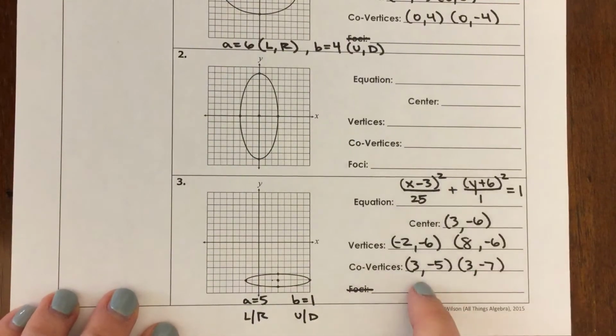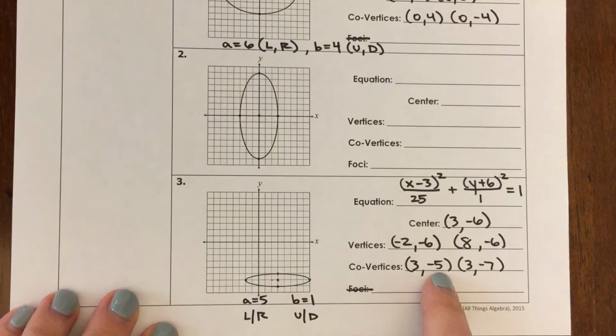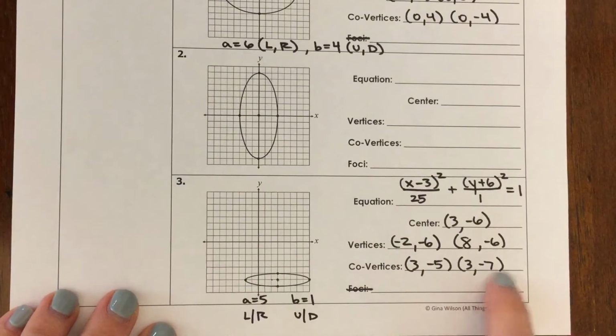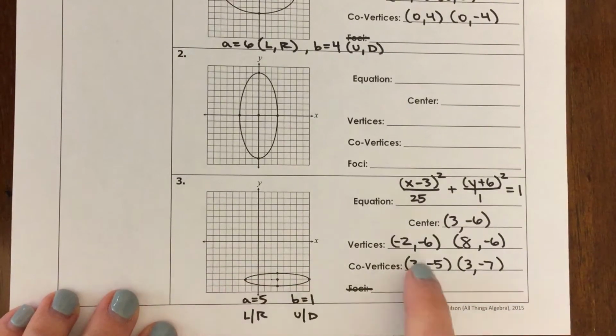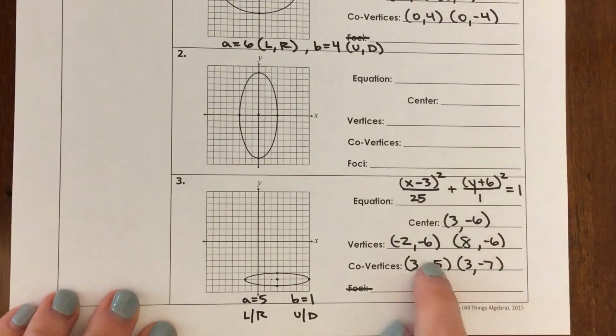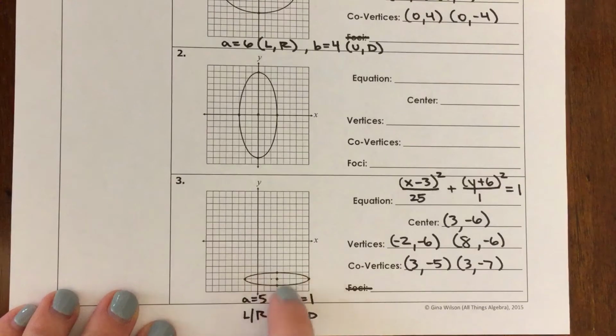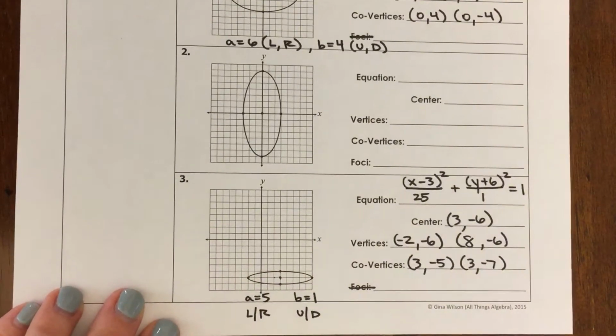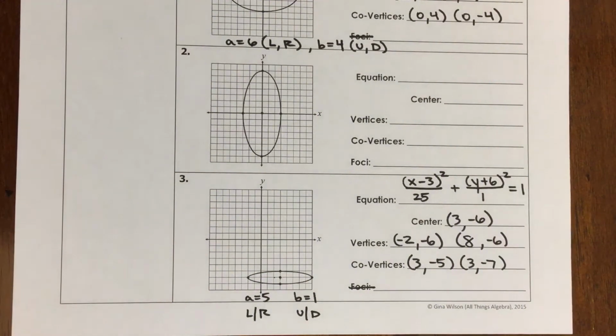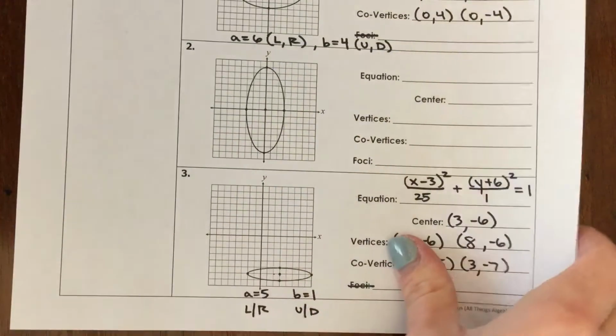It goes up 1 unit to -5, and then down 1 unit to -7. So like I said, when you're looking at this graph right here, if you're wondering what you're doing with these numbers, just look at the graph. You can count it out yourself. 3, -5, and then down 2 more units would be a -7. All right, so let's look on the next page and we'll do a few more of these.